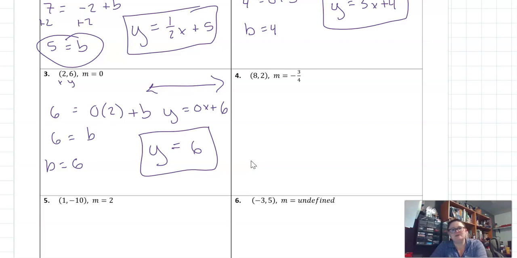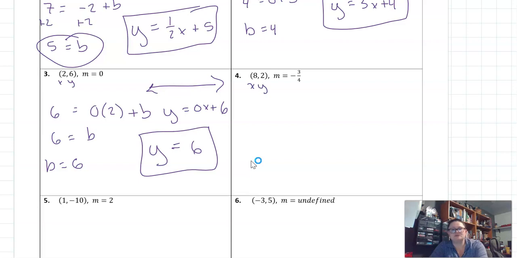On a test, I wouldn't take away points for 0x plus 6, but on a state test, they might not, or they might not have that as an option. You have to see that it's 6. All right, number 4. X is 8, y is 2, m is -3/4.